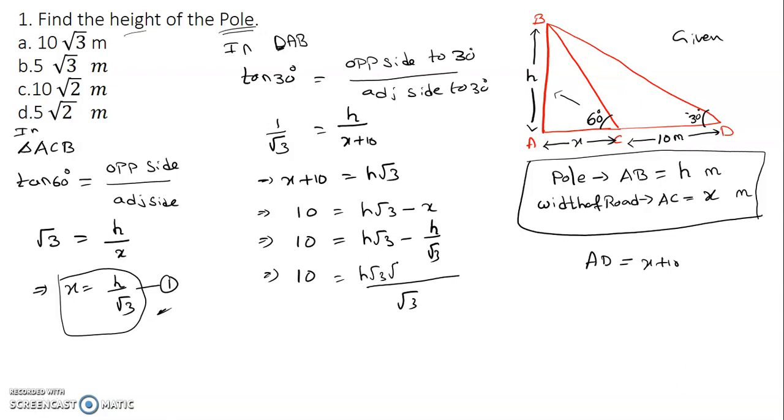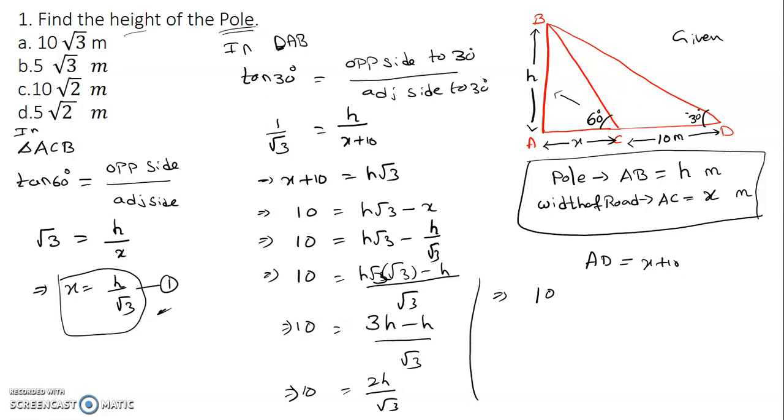Now, H root 3 into root 3 minus H. So, this is equal to 10. Root 3 into root 3 means 3H minus H by root 3. Okay, so this is equal to 10. 3H minus H means 2H by root 3. So, this implies 10 into root 3 by 2 will come here. Root 3 by 2 into H. So, 10 in 2, 5 times. So, 5 root 3. So, H is 5 root 3.